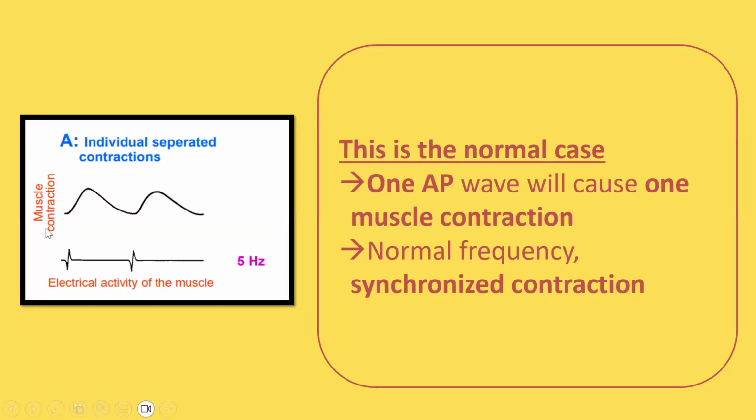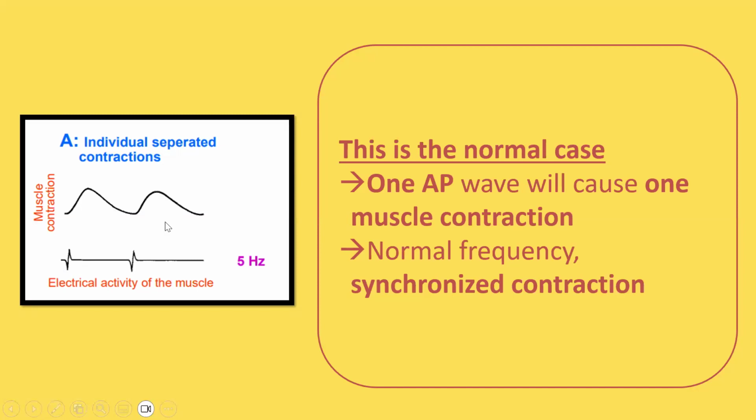This is the normal case. Again, one action potential wave will cause one contraction. If you notice here, we have the same frequency of the action potential, and we have the same force, which is the magnitude of the muscle contraction. This is synchronized contraction. There is no altered electrical activity of the muscle, so you don't have twitches, you don't have tetanus, for example. This is the normal case: one action potential wave, one muscle contraction.